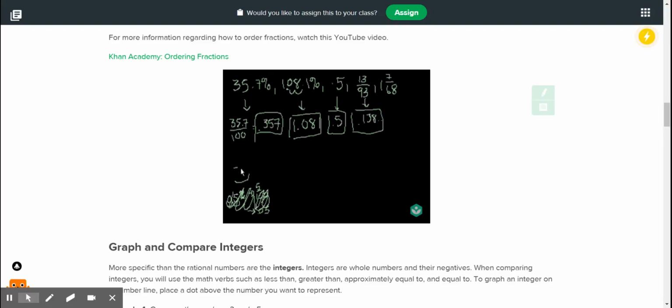There we go. Okay, a little more space to work with now.